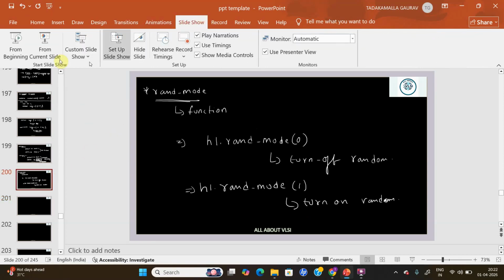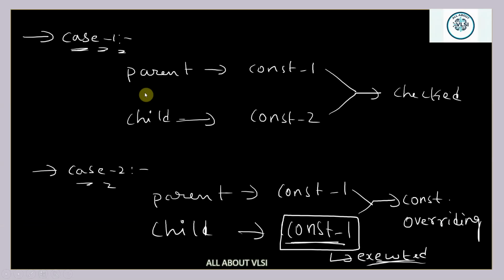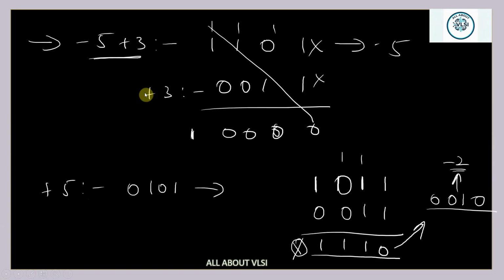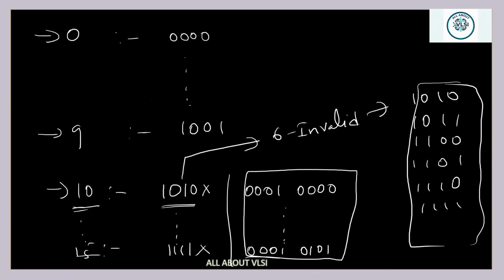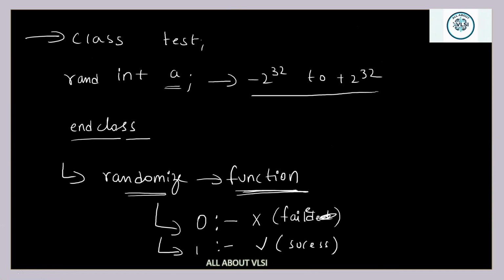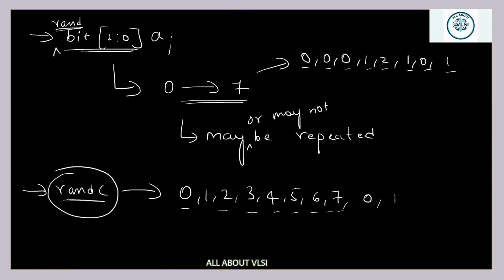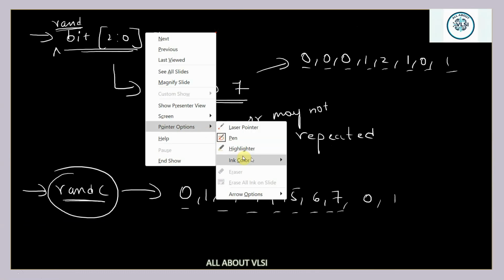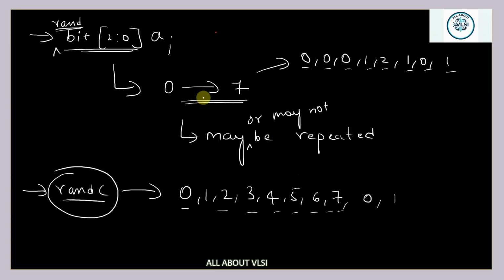This is what we started in our previous sessions. We started with the concept of randomization and we have seen the keywords. The rand keyword we have seen, and the randc keyword we have seen. So one is the rand keyword and another is randc.